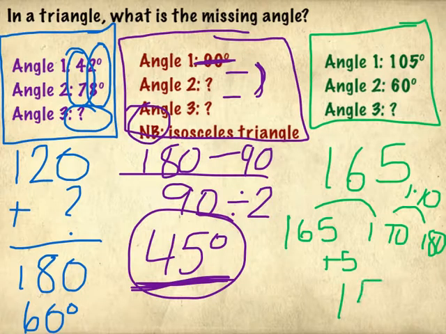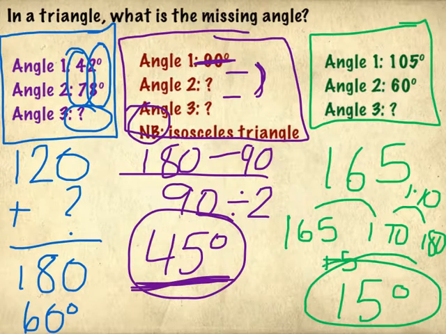10 and 5 is 15 degrees. My third angle has to be 15 degrees. So hopefully that's not too startling. It's just a review of what we've already done. Let's take a look at quadrilaterals.